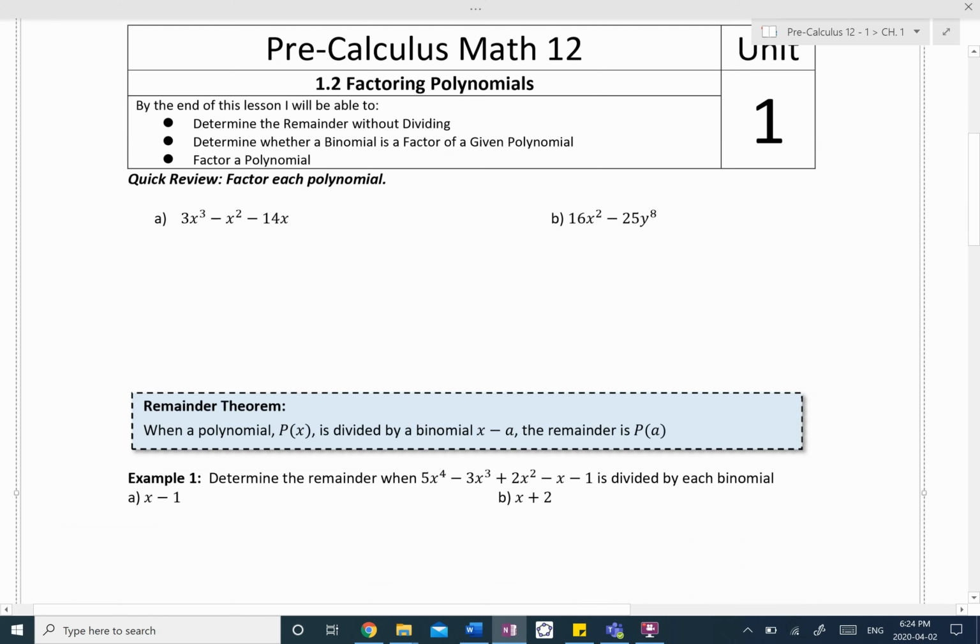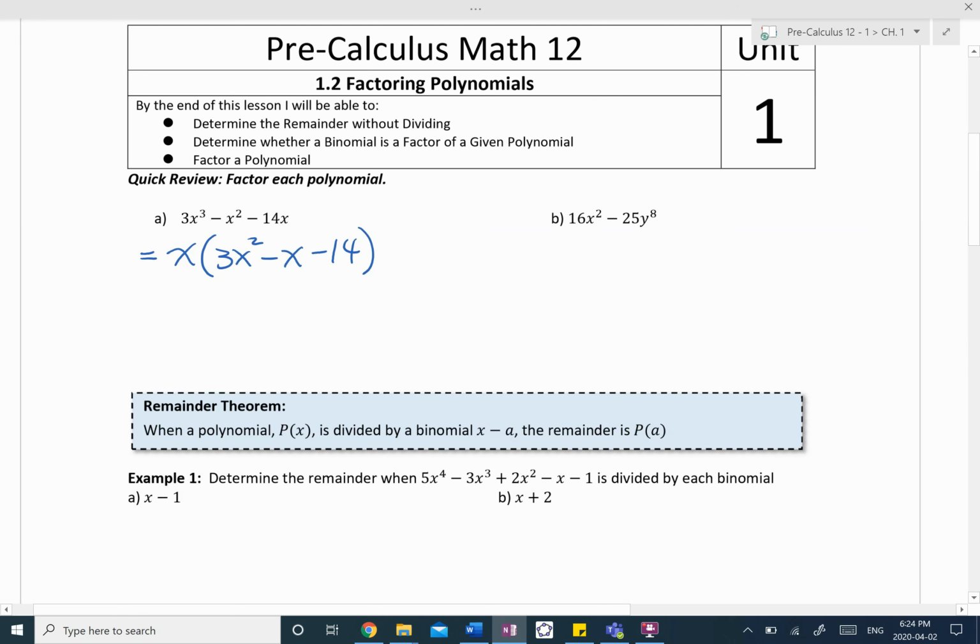Okay, so for the first one, for the quick review, we have 3x cubed minus x squared minus 14x. Hopefully you see right away that we have a common factor of x. So the first step I would do is factor the x. So that'll be x, and then we would have 3x squared minus x minus 14 left inside the bracket.